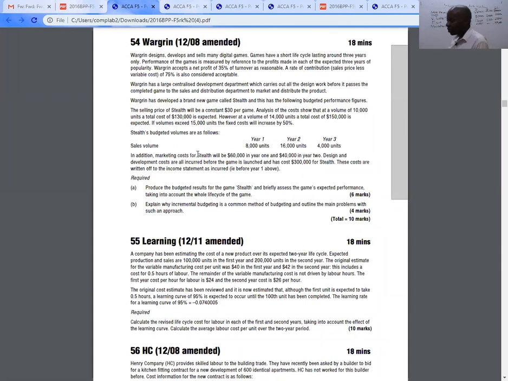Other than this marketing cost, what else do we have? Design and development costs. They are telling us 300,000 for steel. These costs are written off to the income statement before year one above. So we have here before year one above, 300,000. Nothing really here, nothing there. So 300,000 here. So all these are expenses which we need to capture in brackets.